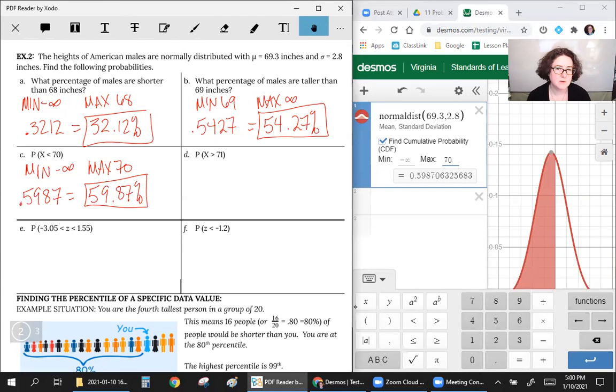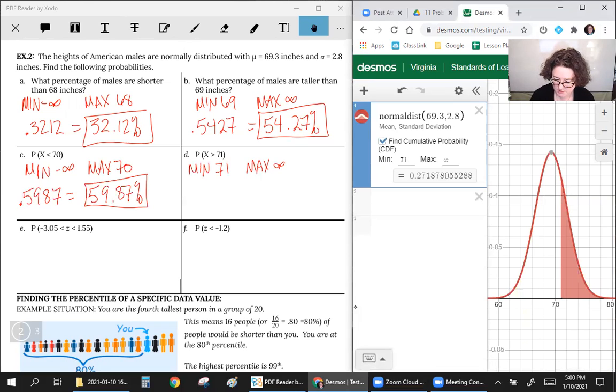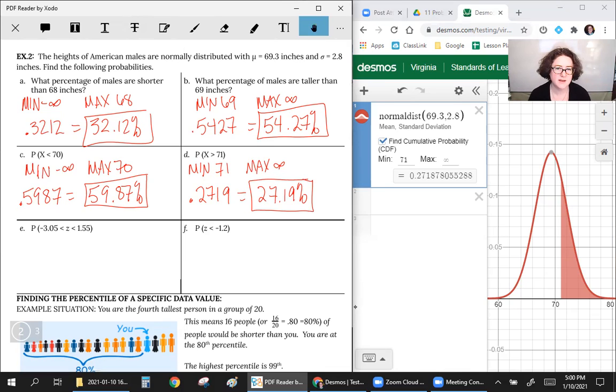Okay, then how about greater than 71? Okay, what's your min? Well, if you're greater than 71, that means minimum 71, maximum is going to be infinity. So minimum 71, then max, delete that out. Oops. Click somewhere else to get the negative or to get the default. So 0.271, I'm going to round up because the next one's a 7, which equals 27.19%. And again, that kind of goes with the data we were looking in the other problem. You know, anyone that's above that 69.3 inches, again, you're looking at the higher end of possible height. So you're going to have fewer people the higher you go. So how do problems E and F look different?